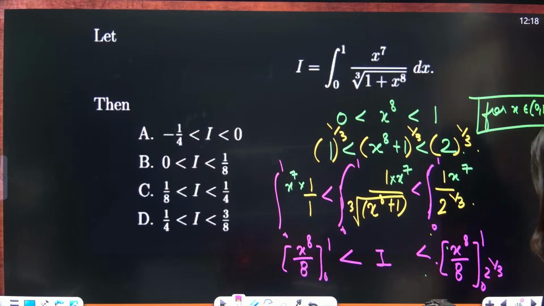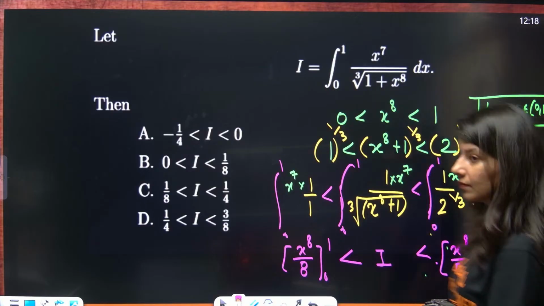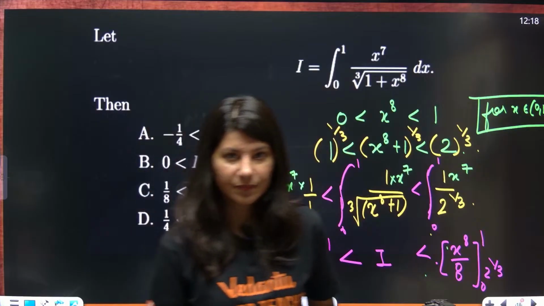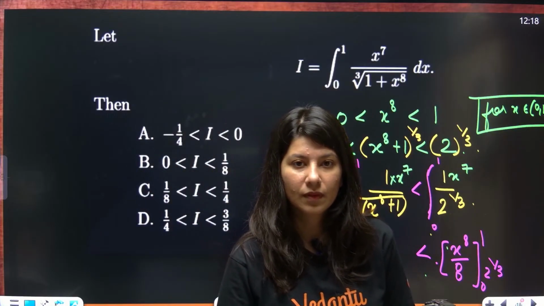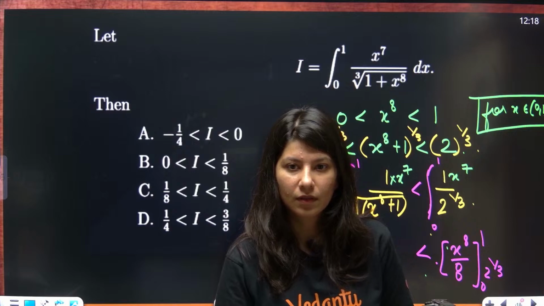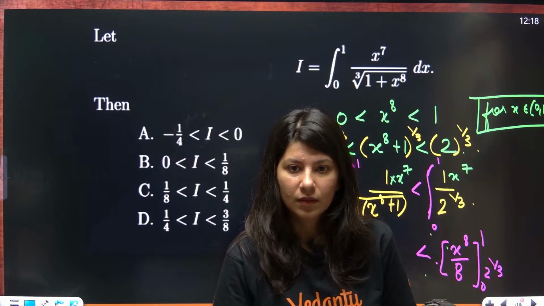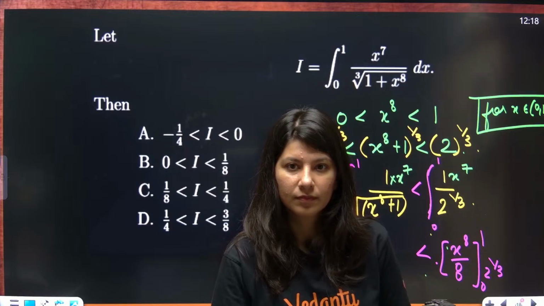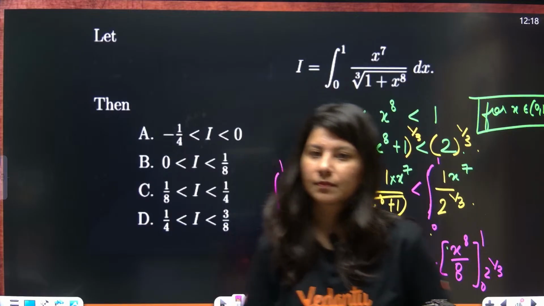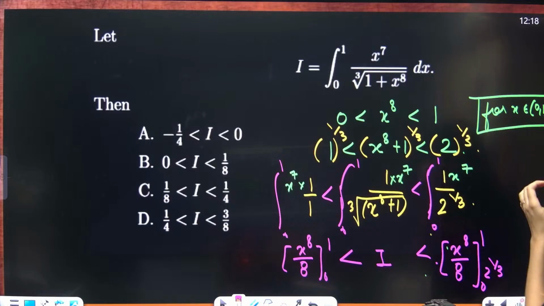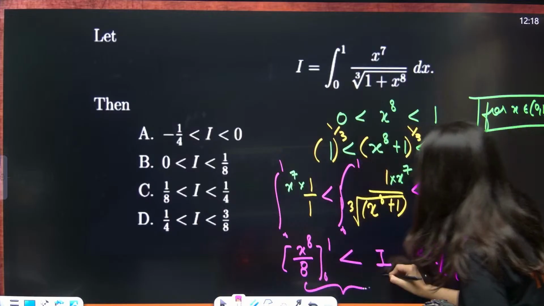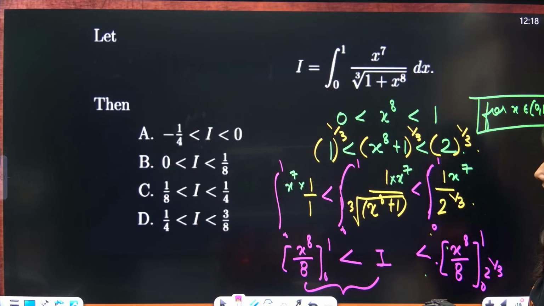If you put 0, you will not get anything, right? So your integration will be greater than 1 by 8 for sure. Greater than 1 by 8. Integration will be greater than 1 by 8, and it will be less than 1 by 8 and cube root of 3. Okay.